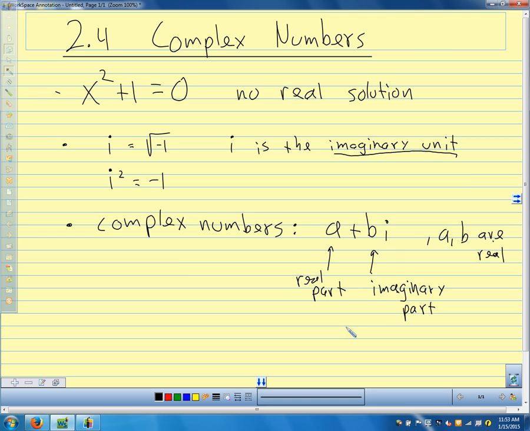So our complex numbers have two pieces, and when we write it like a plus bi, it is called standard form. And our book always writes complex numbers in standard form. And I'll talk about where we might do it a little differently sometimes, and it's fine.